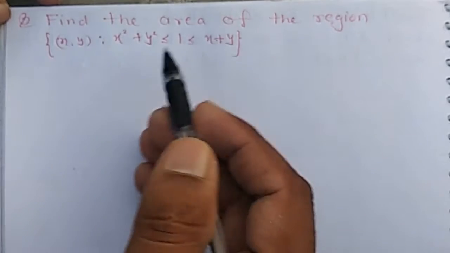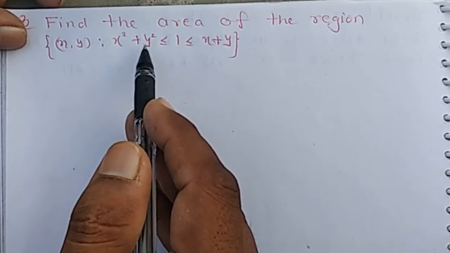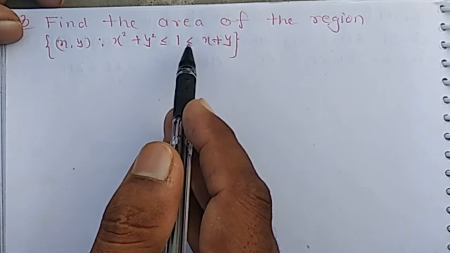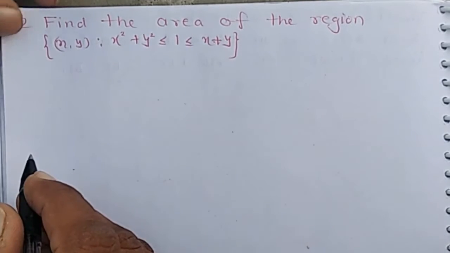Find the area of the region represented by the set of points (x, y) such that x² + y² is less than or equal to 1 is less than or equal to x + y.